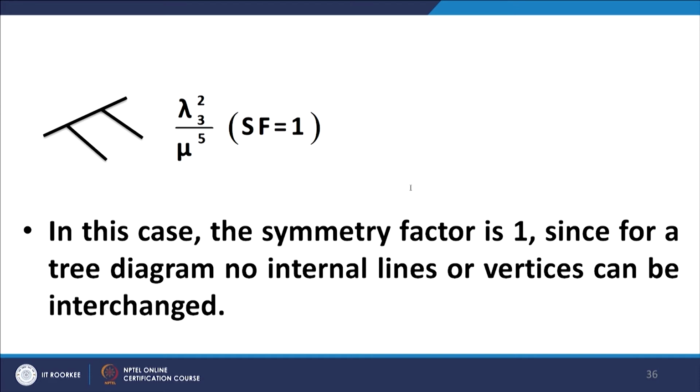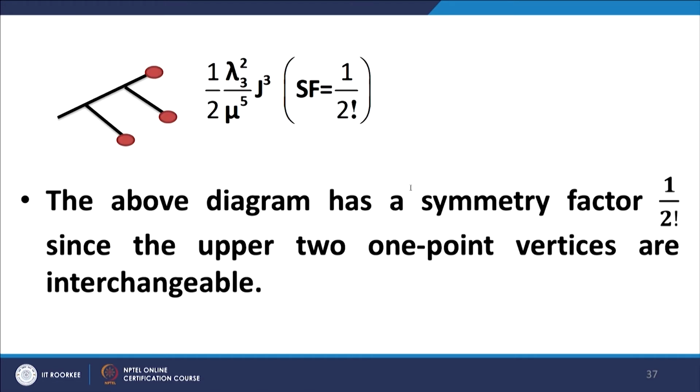Now, the symmetry factor is 1 because there is no internal line or vertex which can be interchanged. No internal line exists which can be interchanged, no vertex exists which can be interchanged, and therefore, the symmetry factor in this particular diagram is 1. In fact, in the case of tree diagrams, the symmetry factor is 1 because internal lines and vertices cannot be interchanged. Now, let us look at this diagram.